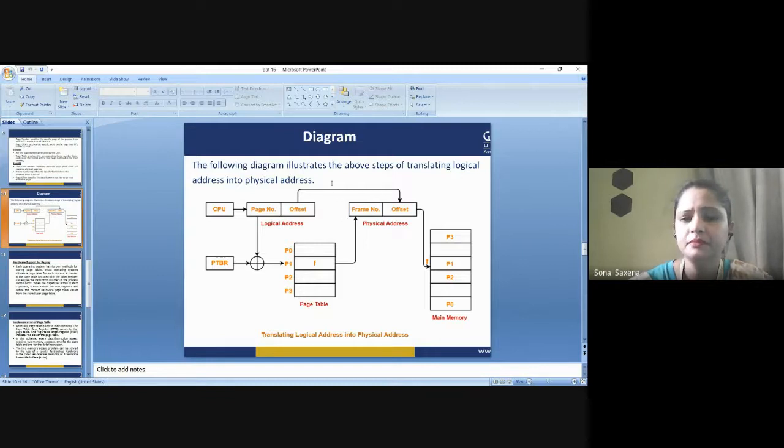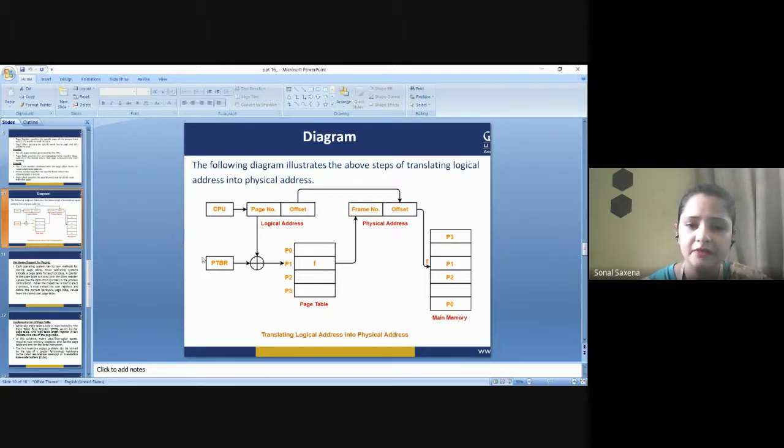Now as I have told you, do remember that the paging scheme works with the help of a data structure which is called the page table. So here what we have done is this page table resides in a register which is called the page table base register.